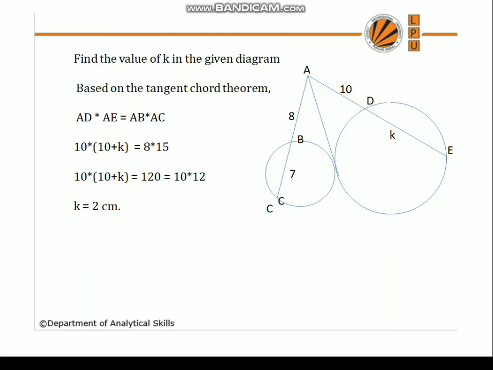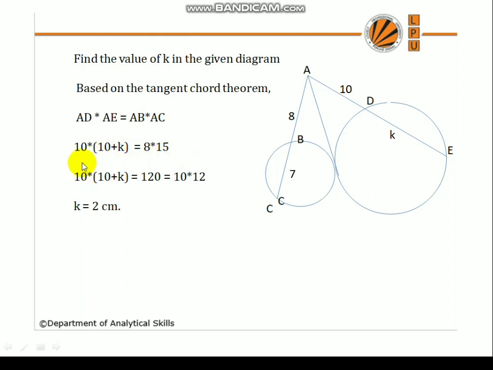Again the same property of tangent and chord theorem. AD into AE equal to square of tangent. But on the other side, the same square of tangent equal to AB into AC. So we can simply deduce AD into AE equal to AB into AC. What is AD? 10. What is AE? 10 plus K. What is AB? 8. What is AC? 8 plus 7, which is 15.